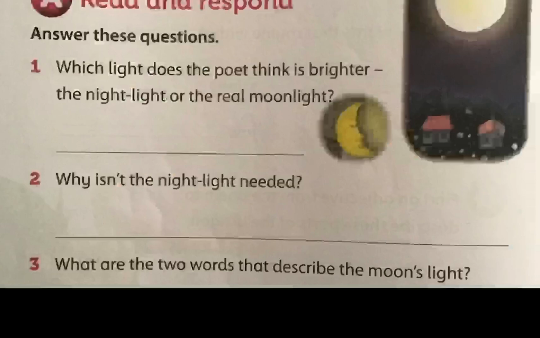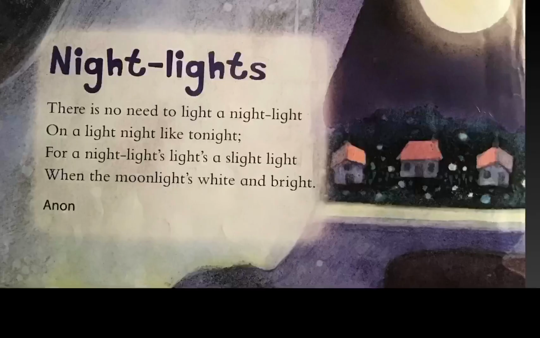Number 2, why isn't the night light needed? And you would answer, the night light isn't needed because. Number 3, what are the 2 words that describe the moon's light? And you would write, the 2 words that describe the moon's light are blah, blah, okay? So there is no need to light a night light on a light night like tonight. For a night light's a slight light. Slight means very, very, very low light, okay? When the moonlight's white and bright.